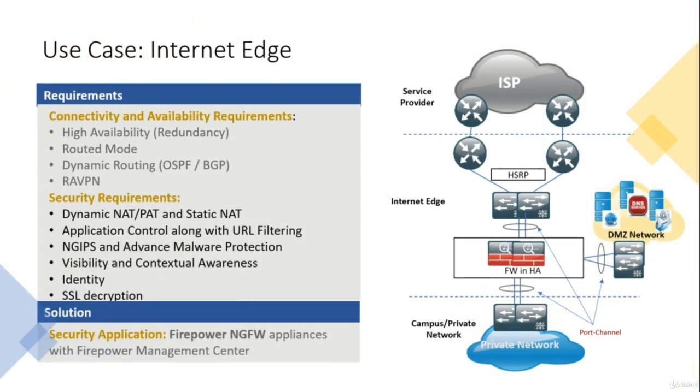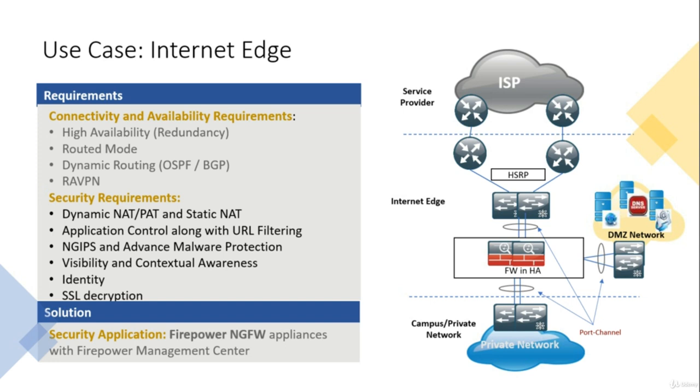First and the most important use case for the firewalls is securing the internet edge. All customers require high availability, support for routing protocols, and remote access virtual private networks on their internet edge firewalls. In addition to that, network address translation is also required. Application control, along with URL filtering, forms an integral part of any Internet Edge firewall. The SSL decryption is also required to inspect the HTTPS traffic passing through the firewall.